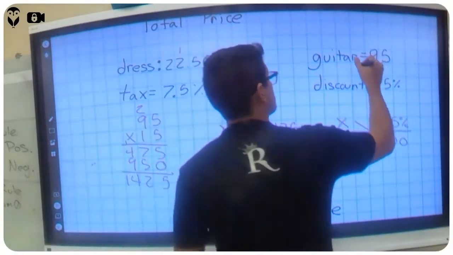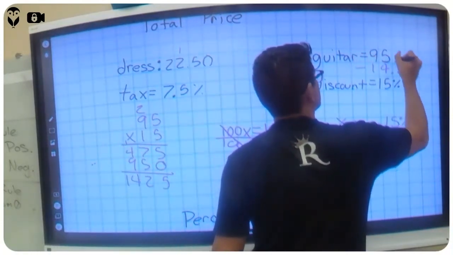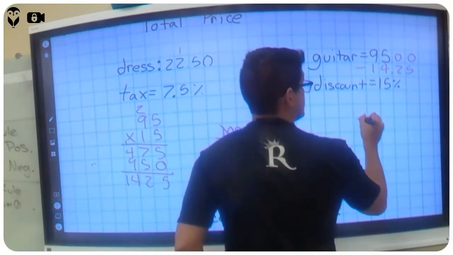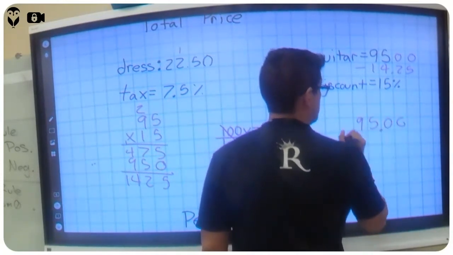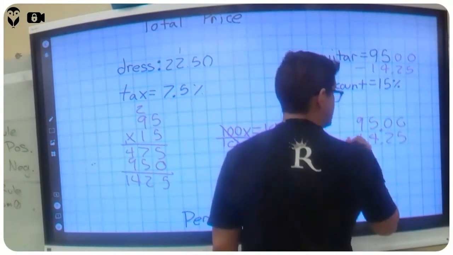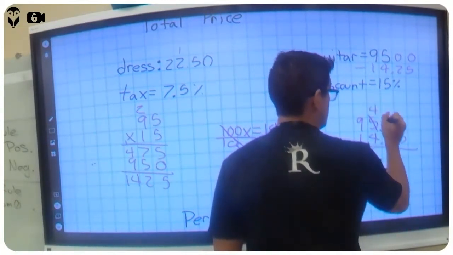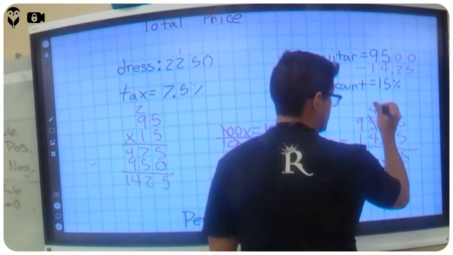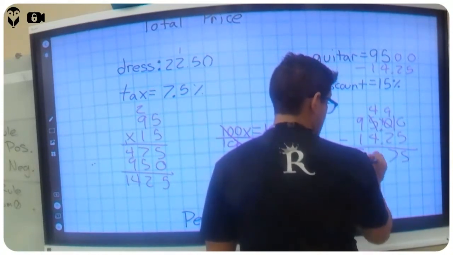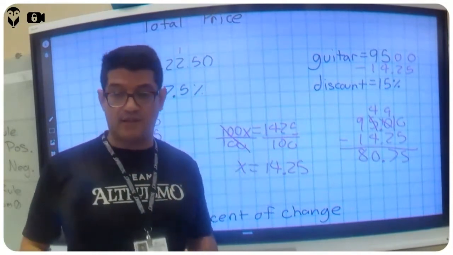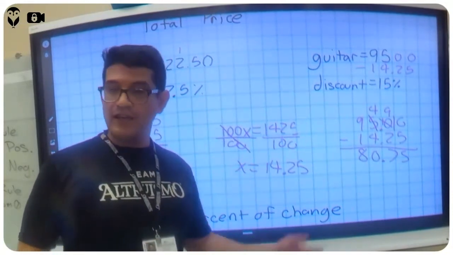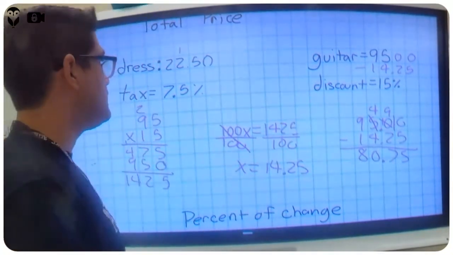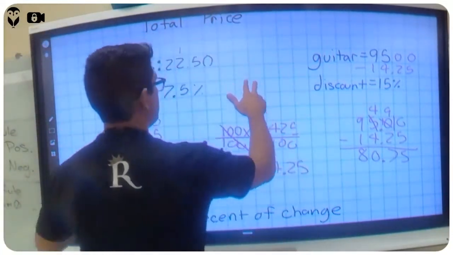So I have to subtract that from this. So if you subtract it, you're going to get 9500 minus 1425. So that's my discount. So it goes down by a considerable amount. That's 10, that becomes 9, that becomes 10. So now we have a 5, a 7, a 0, and a 8. So now it costs $80.75, that guitar. That is the total price. Not that bad.